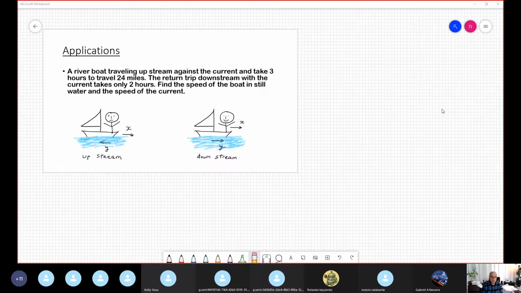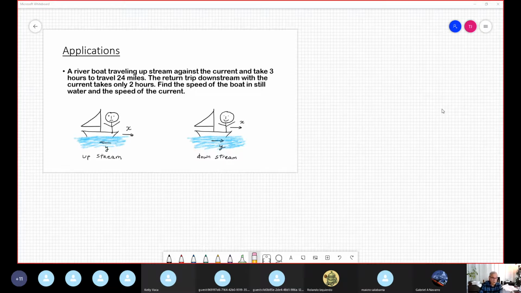So you need to find the speed of the boat in still water, so without current, and the speed of the current. Okay, do you understand the problem? It's an easy problem. You see in this sketch, funny sketch, we have two situations. Upstream, you travel in the opposite direction of the current. The current I call Y, and the speed of the boat in still water is X. It's obvious that in this case it is subtraction of the speeds, and in the other case, addition, right?